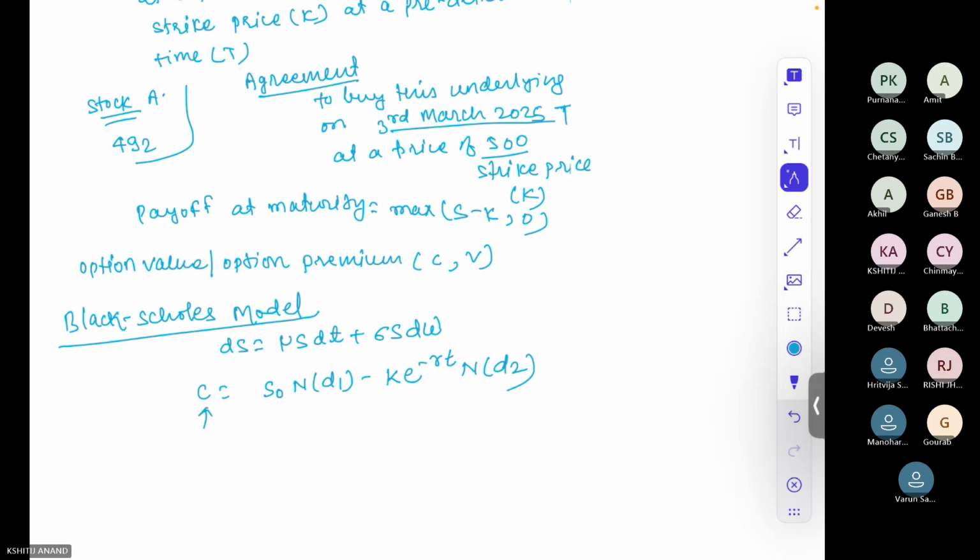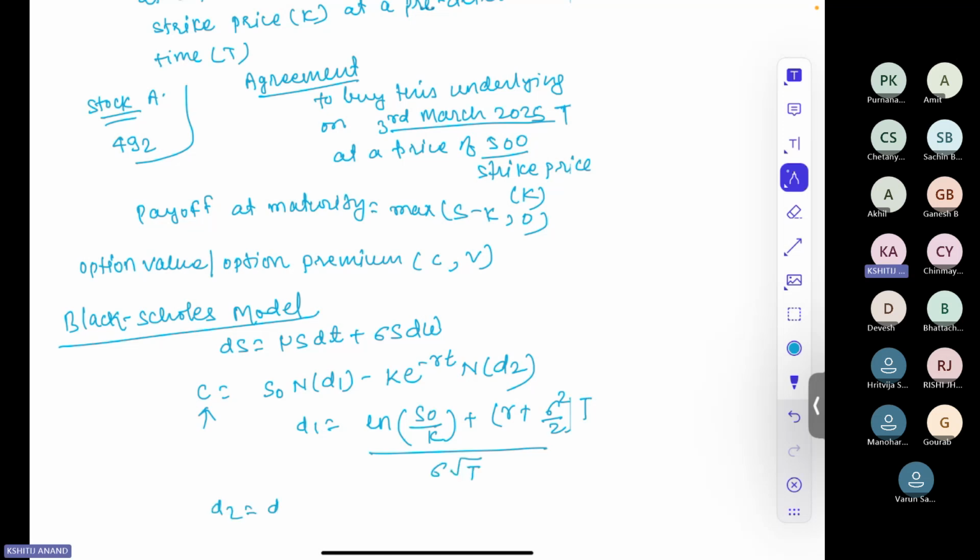No. Okay, so let us proceed ahead. What is N(d1) and N(d2)? d1 is nothing but ln of S0 by K plus (r plus sigma square by 2) times the time to maturity, divided by sigma root T. And d2 is d1 minus sigma root T. And N(d1) is just the cumulative normal distribution of d1. So basically, you can just use norm.cdf of d1 to get this value. Any issue till now? Okay.